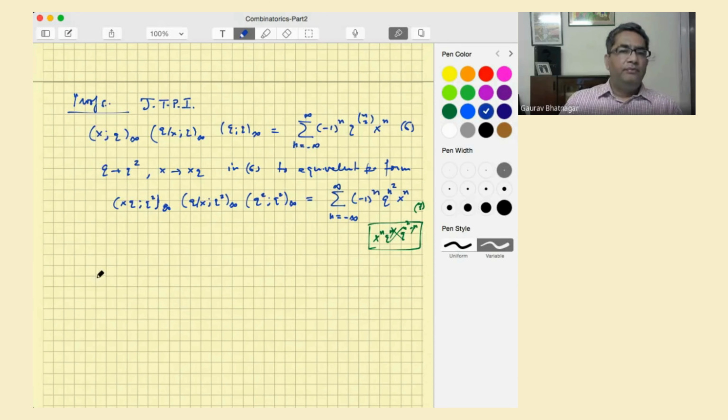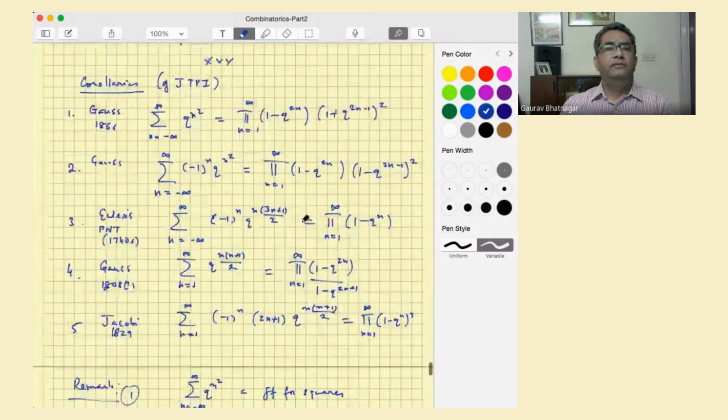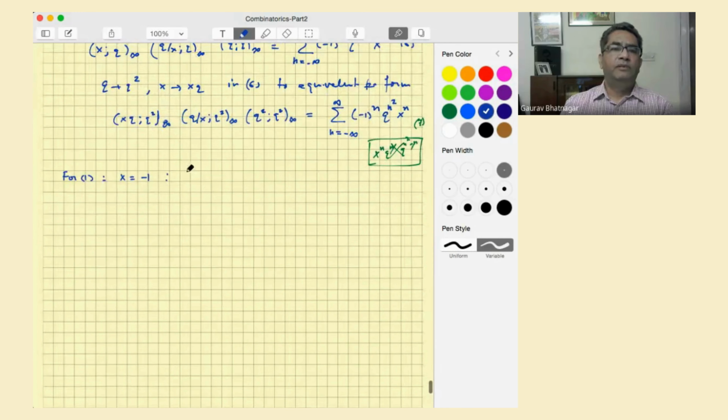Okay, so what do you do for 1? Put x equal to minus 1. So when you put x equal to minus 1 here, you will get this sum immediately. So the sum is immediate, right? And x equal to minus 1 here will give (q; q square)infinity, and then another (minus q; q square)infinity, and then (q square; q square)infinity.